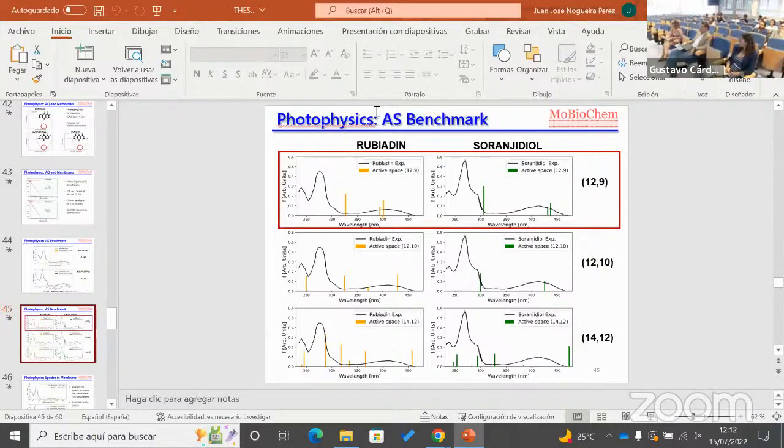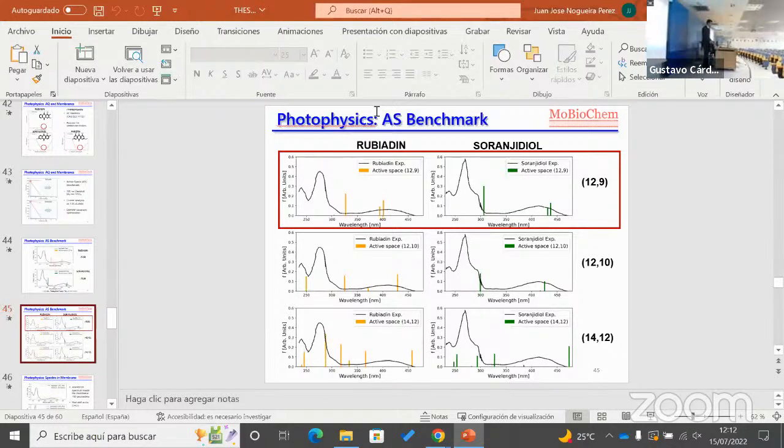So the question is, is the character of the excited state for the 14-12 active space the same as for the 12-9? Yes, they are. As a matter of fact, we can say that for these excitations, at least the first bright excited state in all these three cases is the same. It's an excitation towards the HOMO from the same molecular orbital. And this is puzzling.